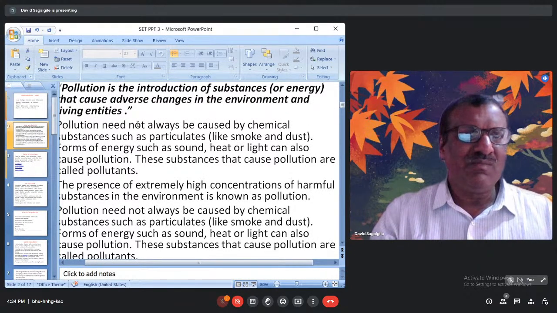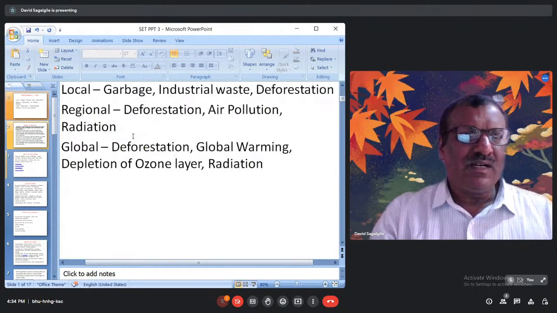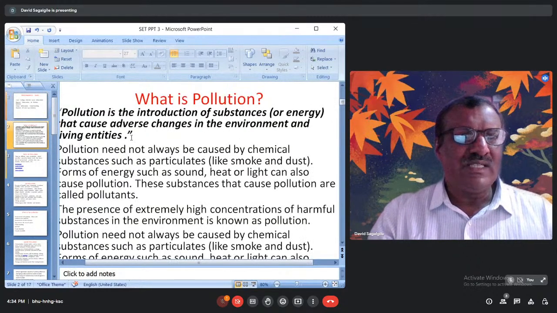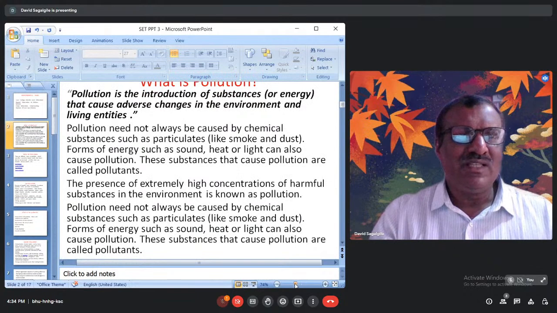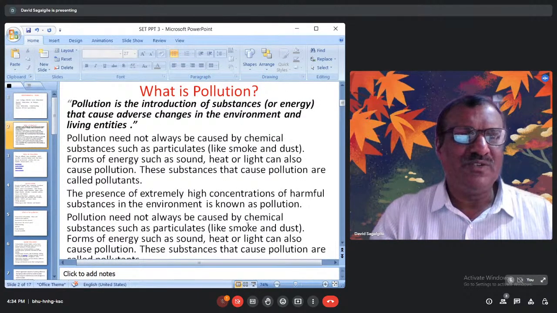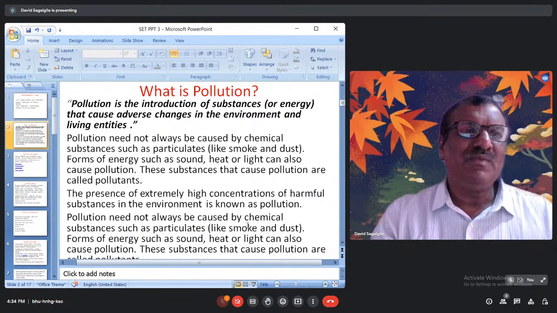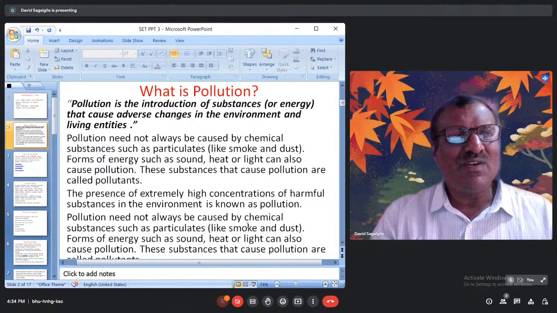We will also study what is pollution. It is very obvious for us to know the real or the correct meaning of pollution. Pollution is the introduction of substances or energy that causes adverse changes in the environment and living entities. So, any introduction of new substances into the environment which is causing some kind of changes or adverse effect or bad effect on the living creatures, that is called pollution.